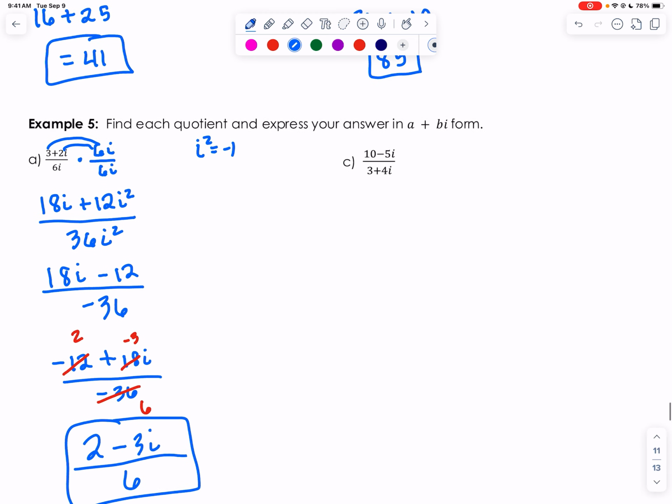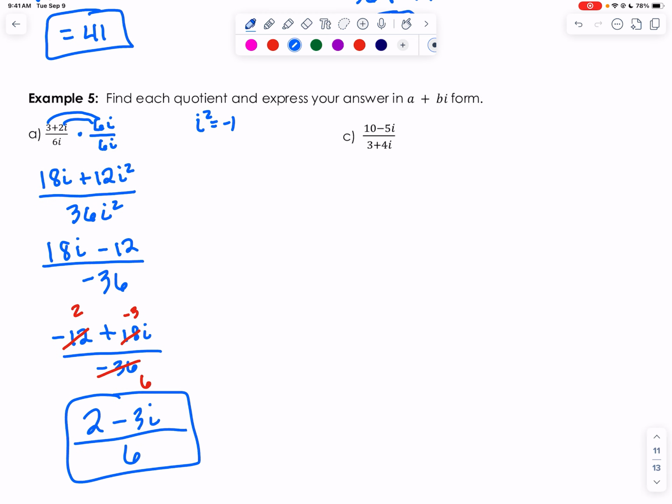All right, let's try another one. This should say problem B. We have 10 minus 5i divided by 3 plus 4i. Now, this time, our denominator is a binomial. So to get rid of the imaginary part, we're going to have to multiply this by the complex conjugate, which is 3 minus 4i.